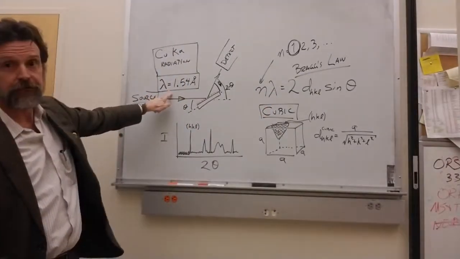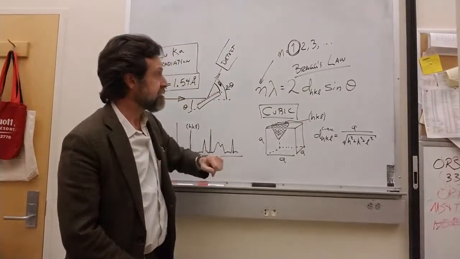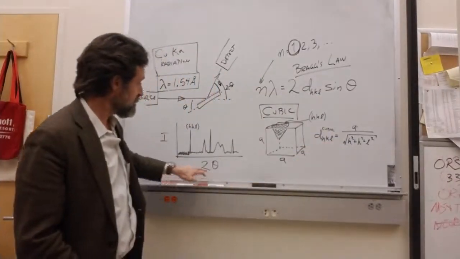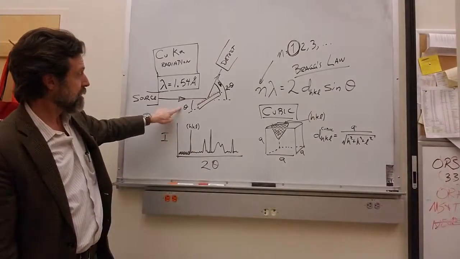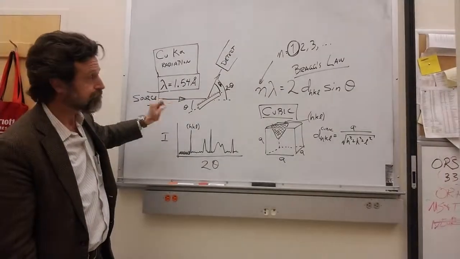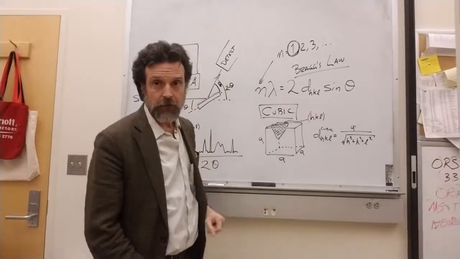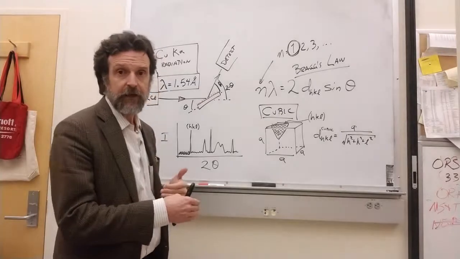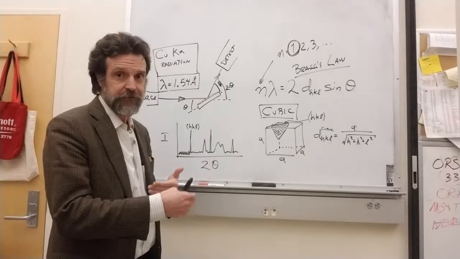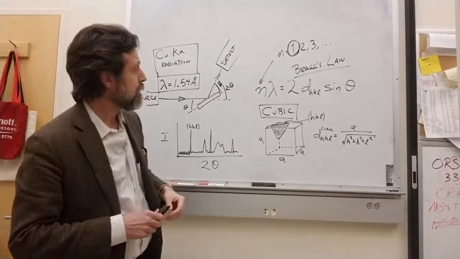Lambda is from the radiation source. 2 is just a constant. d is the spacing between the planes. And sine theta, theta is the angle that you measured, and this is also the angle in your diffractometer. The spacing between the planes, hkl, those are the Miller indices of the planes we're talking about. Our standard notation is to use hkl to define those. It's just the nomenclature that you should know.